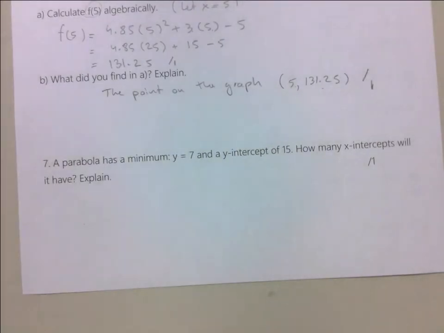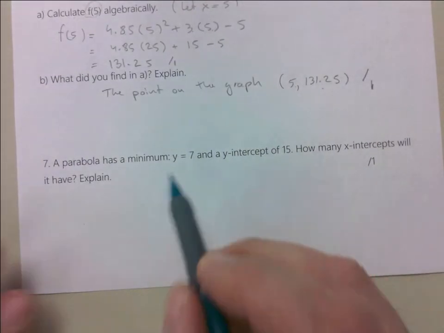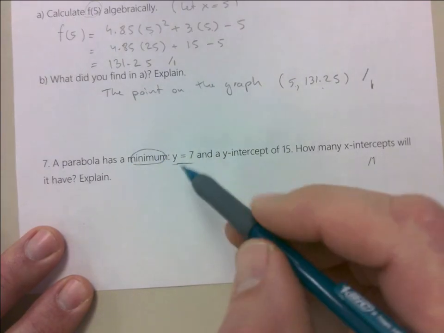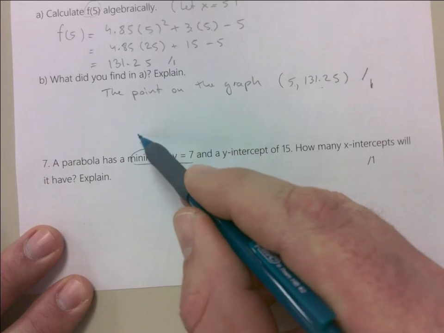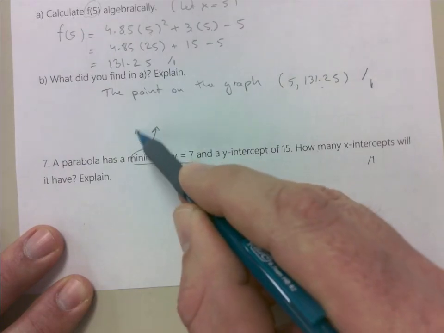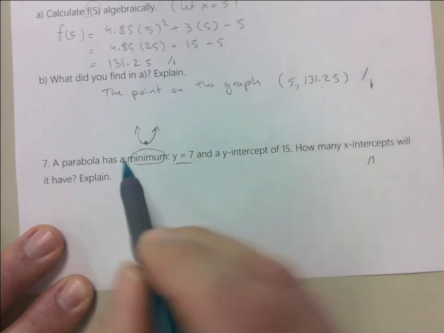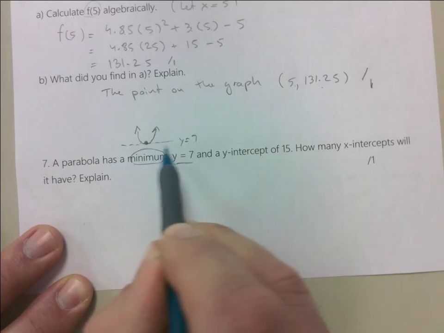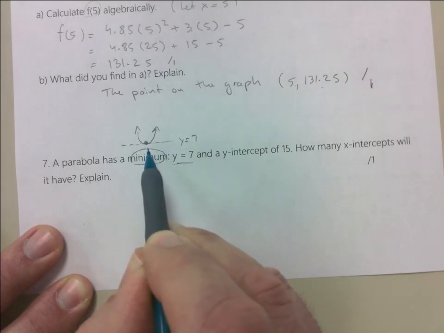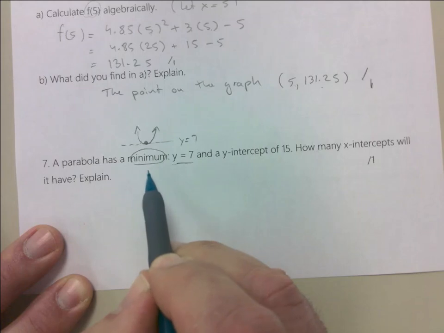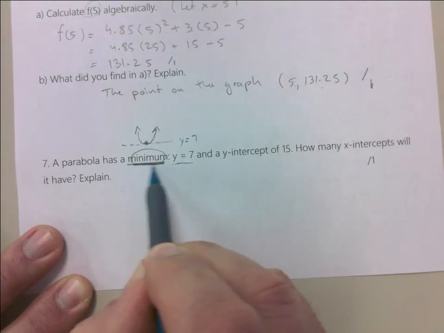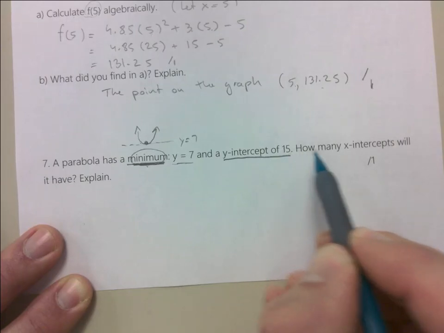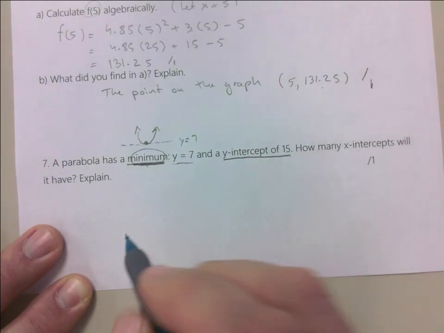Next, the parabola has a minimum of y is equal to 7. If there's a minimum, which way is this pointing? If it's a minimum, you know it's pointing this way. Okay, there's a minimum here. If you want to imagine that, that's y is equal to 7. So you know which way it's pointing just by mentioning whether it's minimum or maximum. There's a y-intercept of 15. How many x-intercepts will this have?